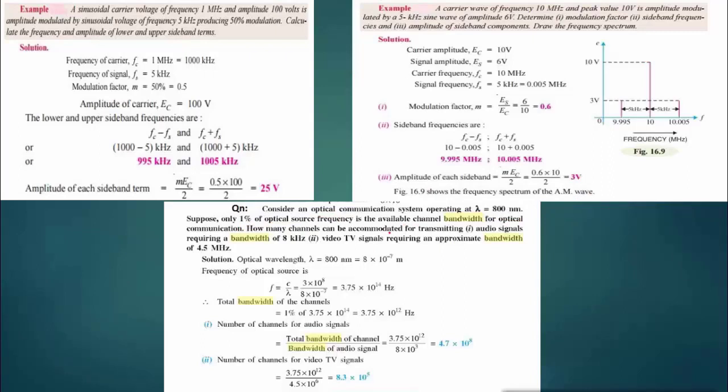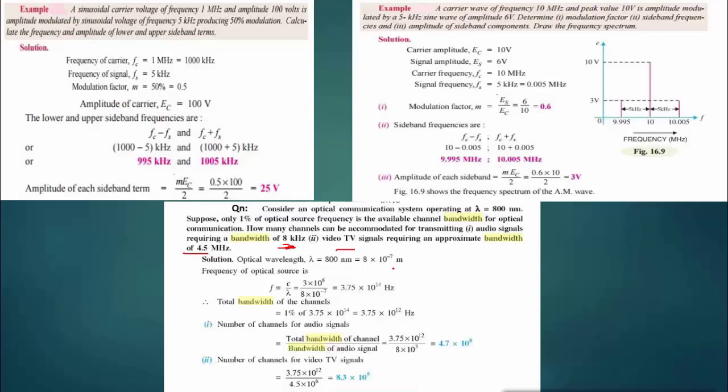So how many channels can be accommodated for transmitting? First, audio signals requiring a bandwidth of 8 kilohertz. Second, video TV signals requiring an approximate bandwidth of 4 megahertz.